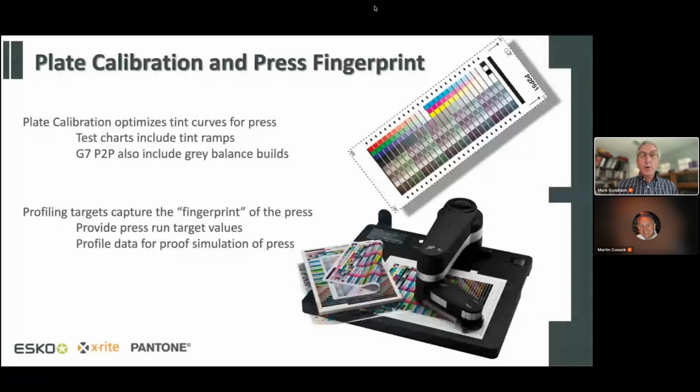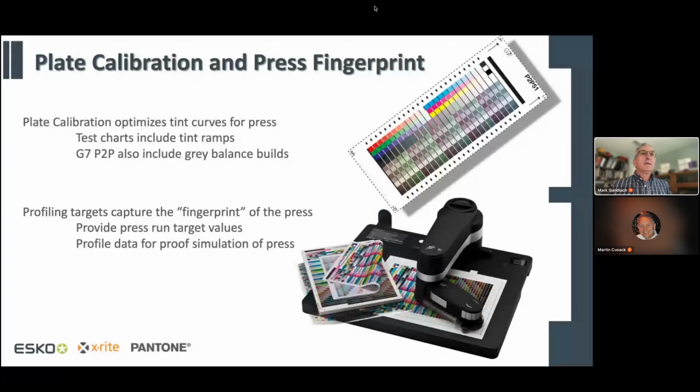Once you've achieved that, once you've got that plate calibrated on that press, then you're going to run profiling targets to capture the fingerprint behavior of that press. This is going to provide the press run targets during production. It's going to provide the CMYK solids as well as the overprints, and a full set of data for proof simulation, as Martin said earlier, that we would put in place to simulate that process on our inkjet printers.